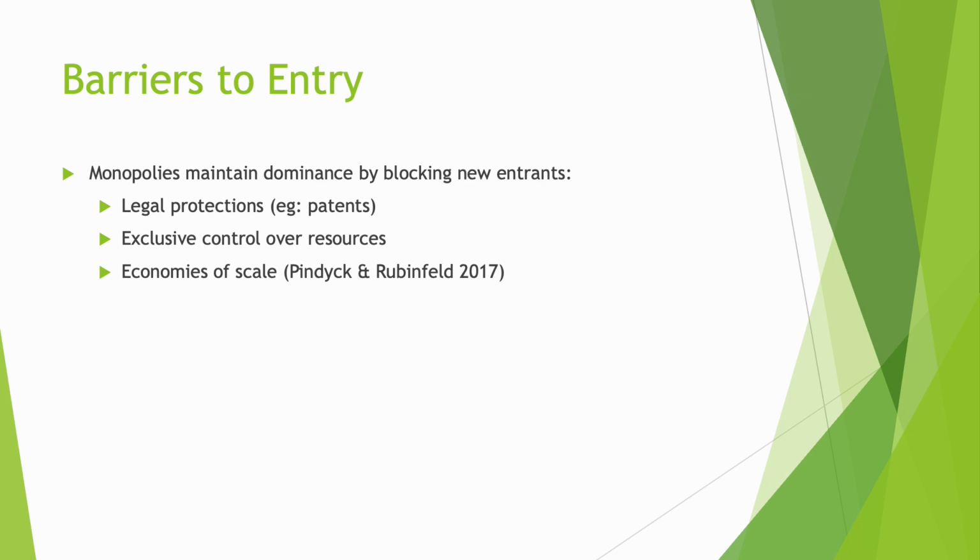Another major barrier is economies of scale. This means that when a firm grows, its average costs go down, so large monopolies can produce more at lower costs than any new entrant could, making it financially impossible for smaller firms to compete. Together, these barriers help monopolies stay dominant and limit consumer choice by reducing competition in the market.